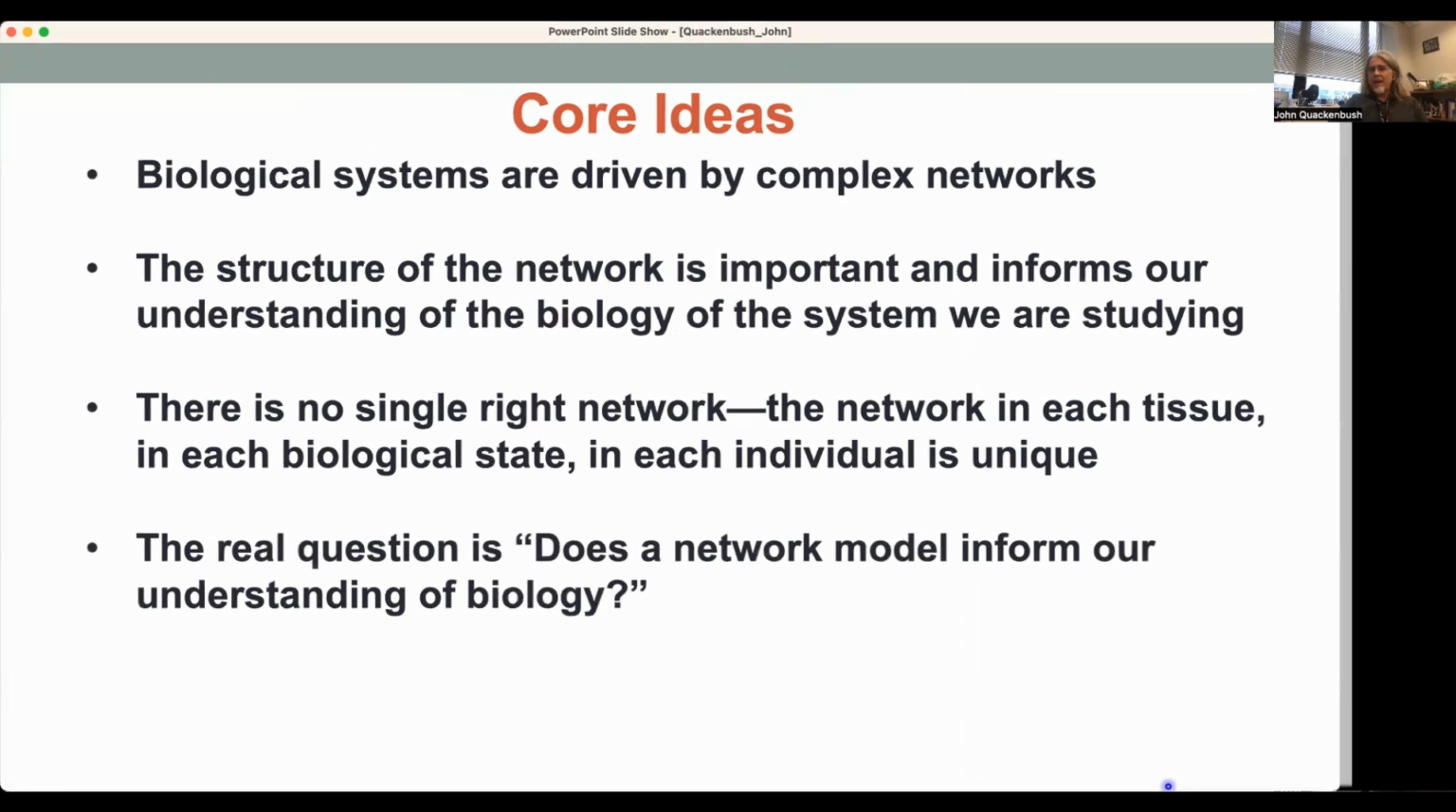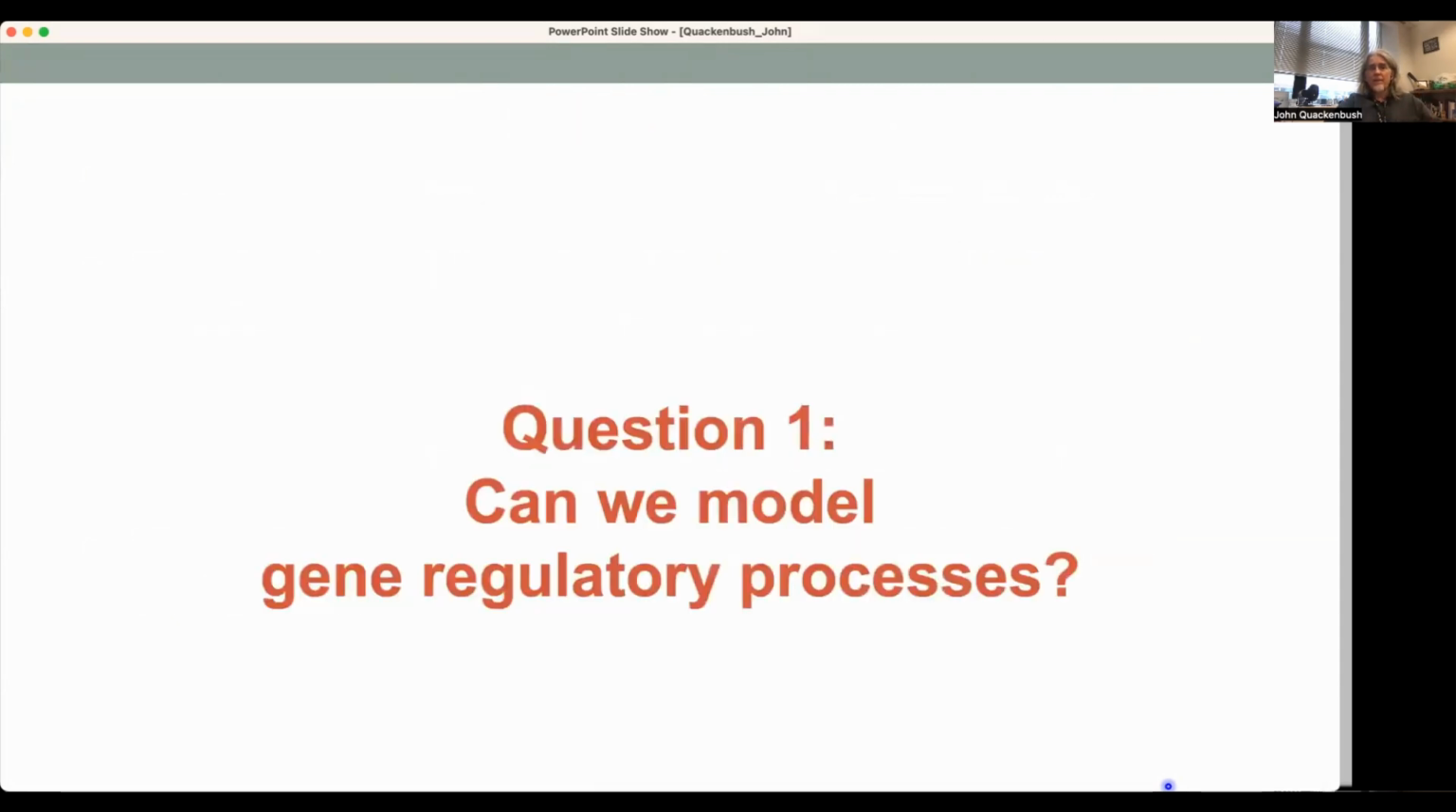So people will often ask me, how do we know the network is right? And my answer is always, it's not. It's a model. The real question is, does the model inform our understanding of the biological systems that we're studying? And I'll show you some evidence today that, in fact, it does to a better extent than many of the other tools we've been using for quite some time.